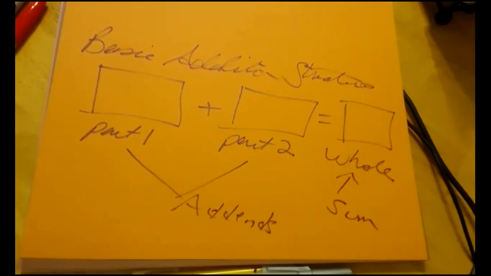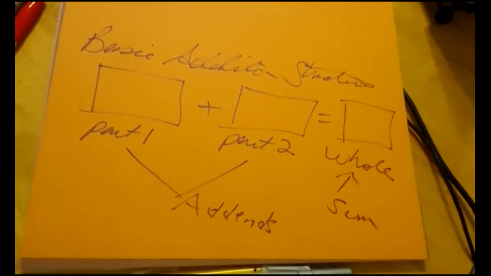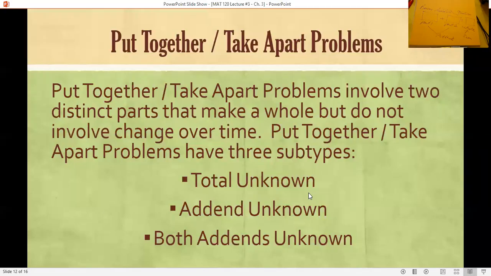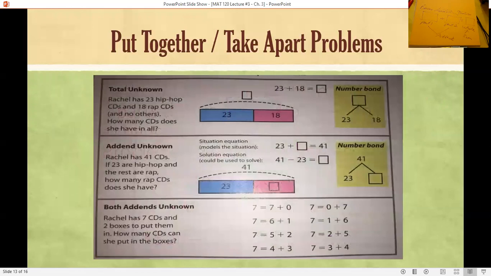So using this as our structure now, let's see if we can make sense of some of these questions that are put together and take apart questions. Here's a scenario where the total is unknown. Rachel has 23 hip hop CDs and 18 rap CDs, and no others. How many CDs does she have in all? Notice that Rachel didn't go and buy 23 hip hop CDs today and then go and buy 18 rap CDs tomorrow, right? Rachel already has them all in her hands right now.